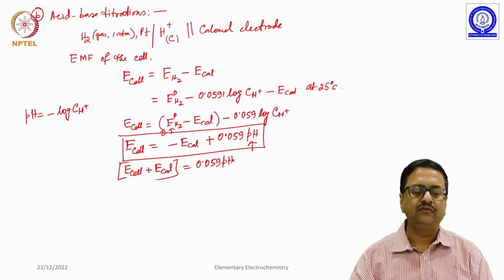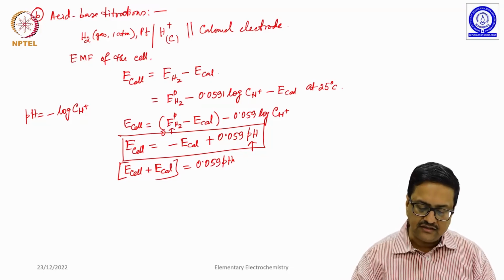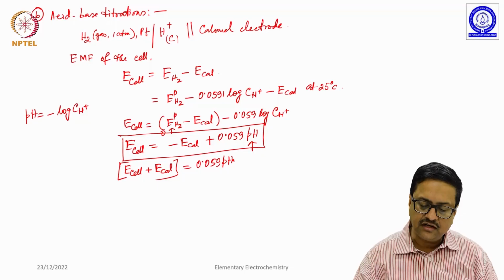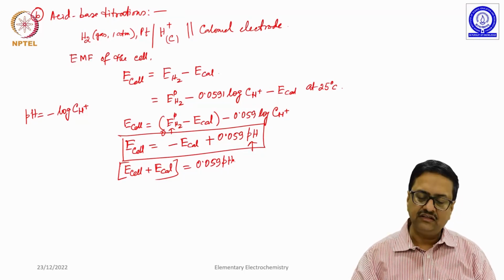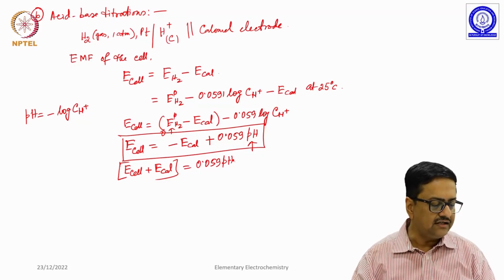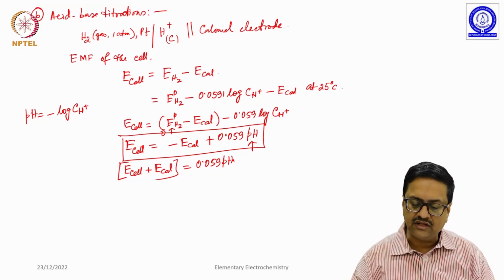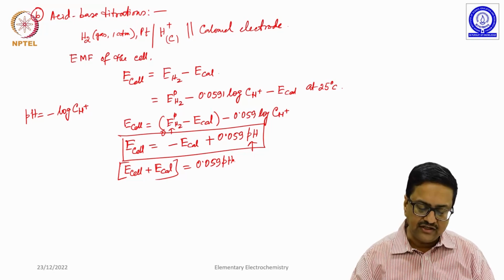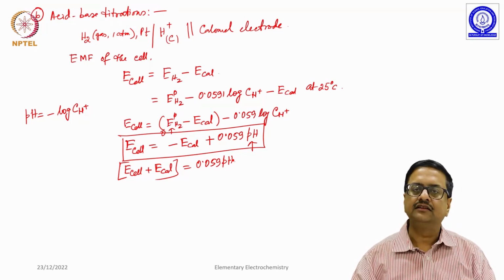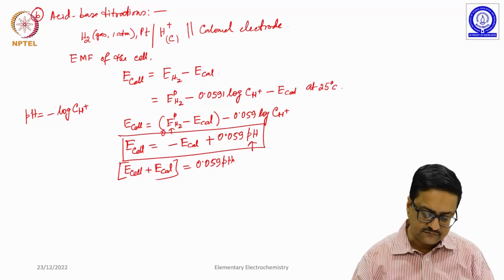So, one can measure the pH of a cell and continue a titration between acid and base and try to find out what happens to the value of pH when the neutralization takes place and the H plus ions are all consumed and you end up getting a solution of the base.